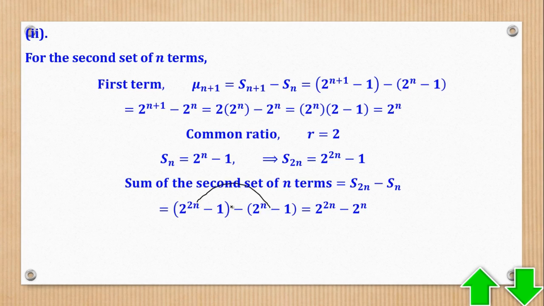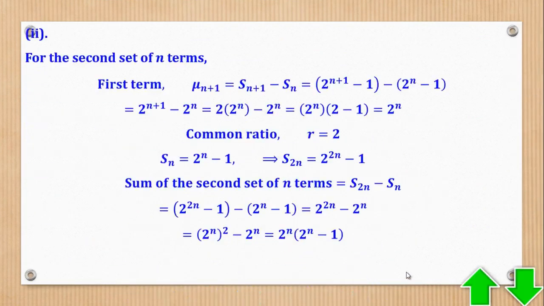So this minus this cancels, you remain with this. Then we can rearrange this one to become this, then factorize out 2 to the power n to remain with this. And that is what they wanted. So that was part A. What about part B?